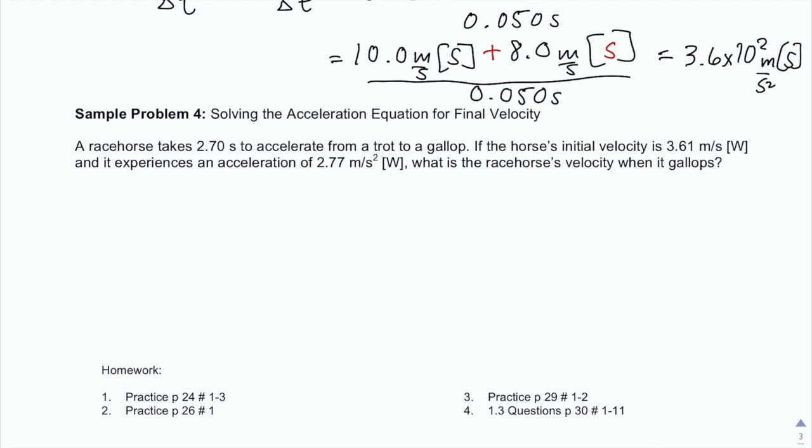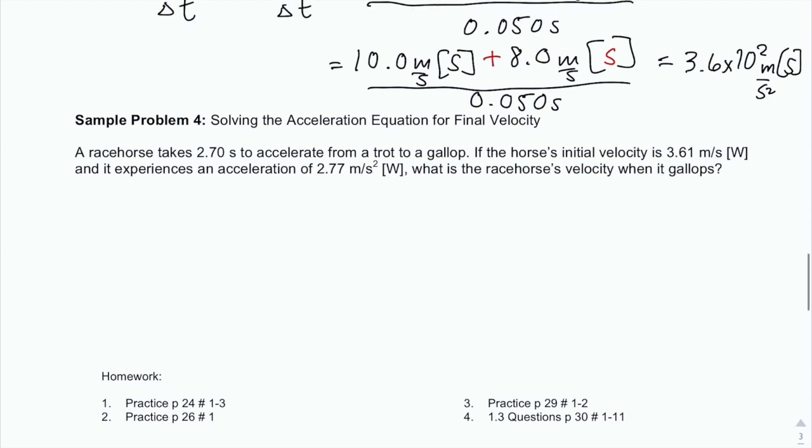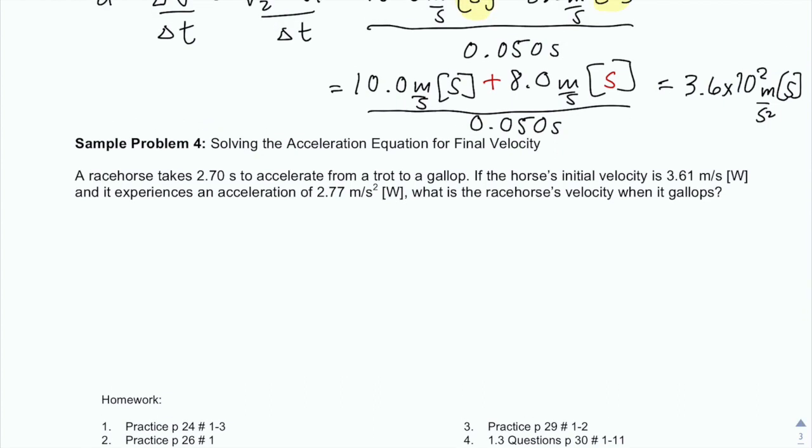Sample problem number 4. A racehorse takes 2.70 seconds to accelerate from a trot to a gallop. If the horse's initial velocity is 3.61 meters per second west, and it experiences an acceleration of 2.77 meters per second squared west, what is the racehorse's velocity when it gallops?